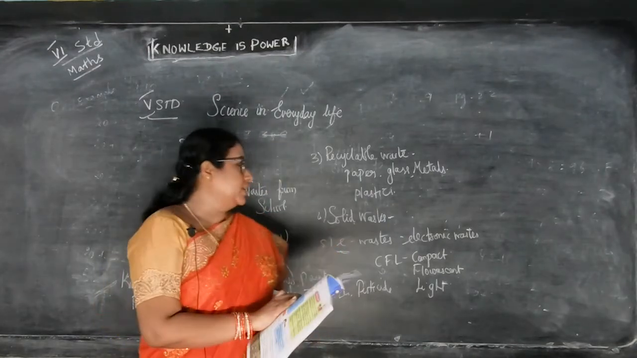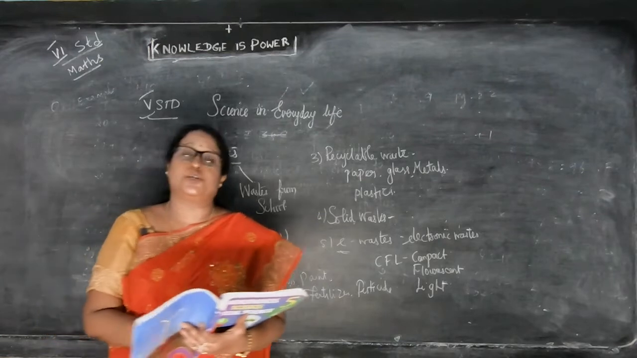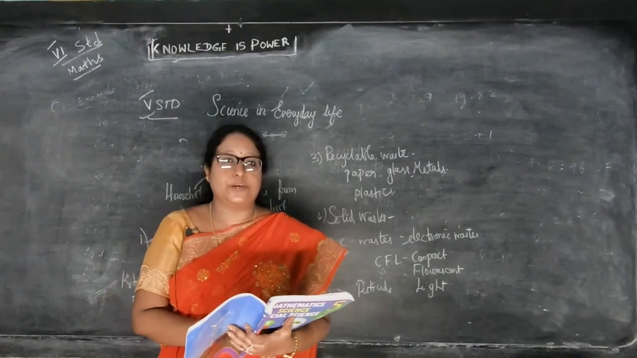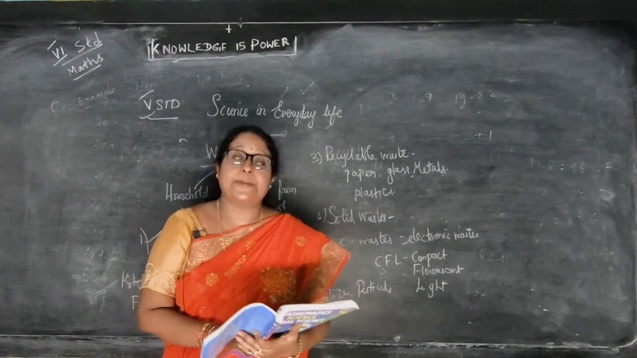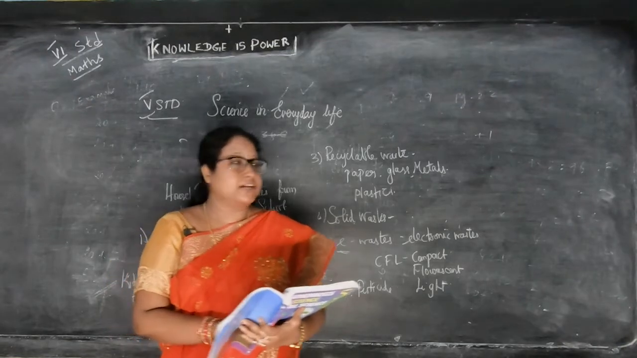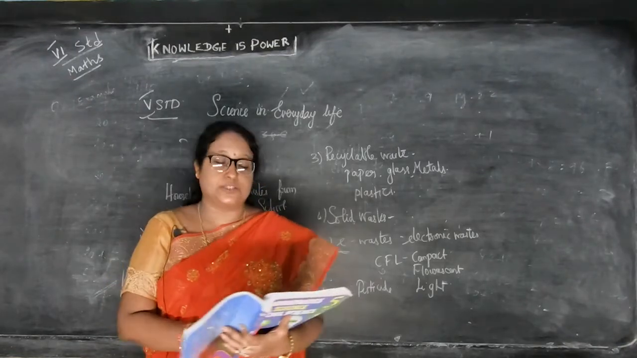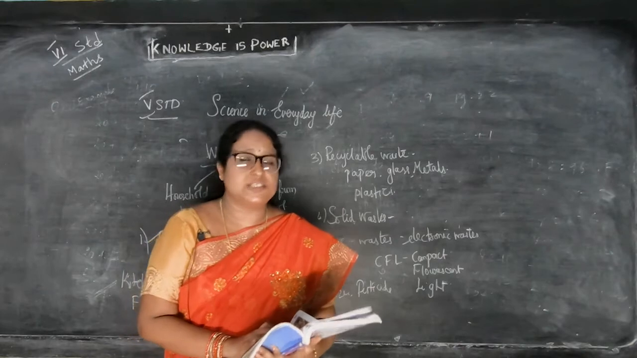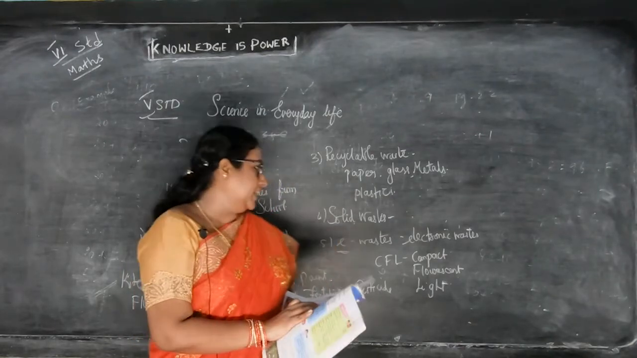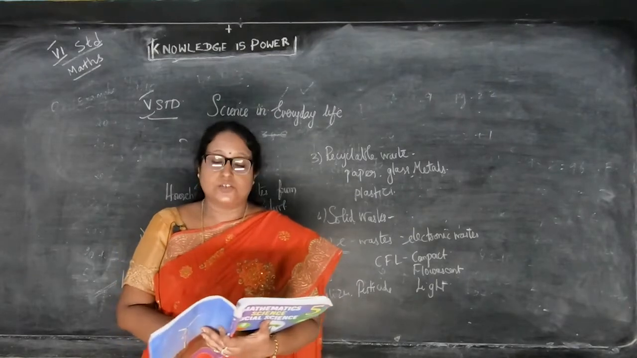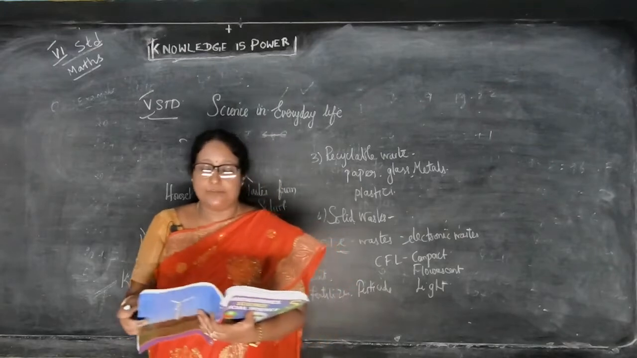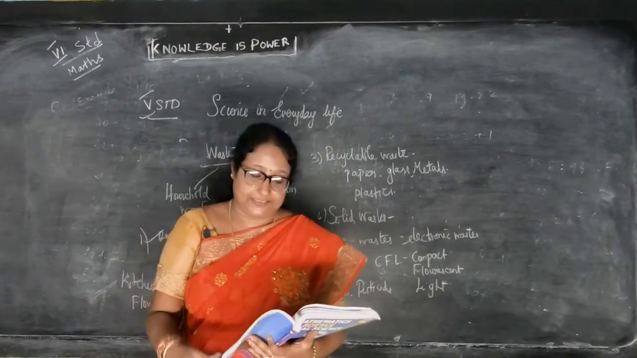Then recyclable, what did I say? That is converting the waste into new materials. As a new material. That is paper, glass, metals and plastics. The next, solid waste, is clothes with blood and other body fluids. These are called solid waste. Then e-waste, what did I say? Electronic waste. So computer parts, electronic materials, cell phone parts, CFL bulbs, these are the electronic waste.